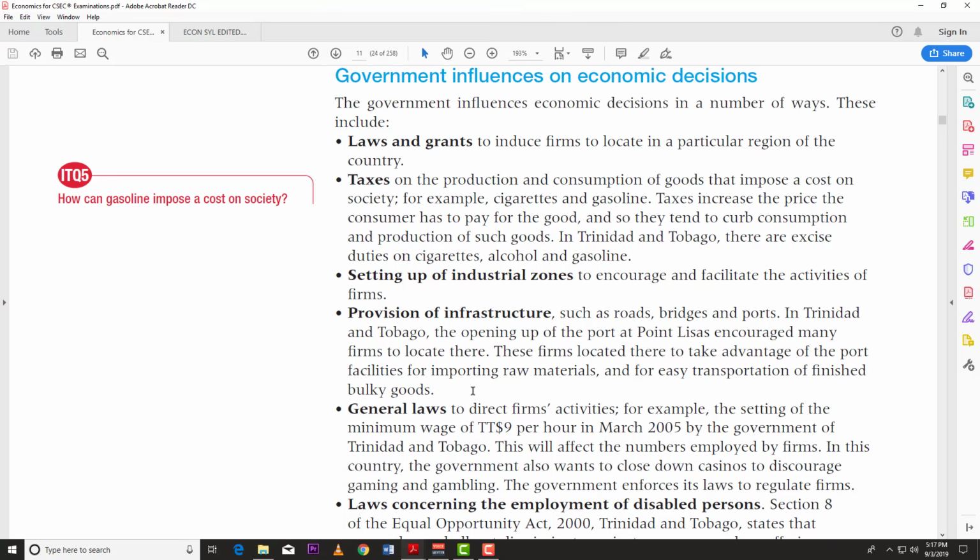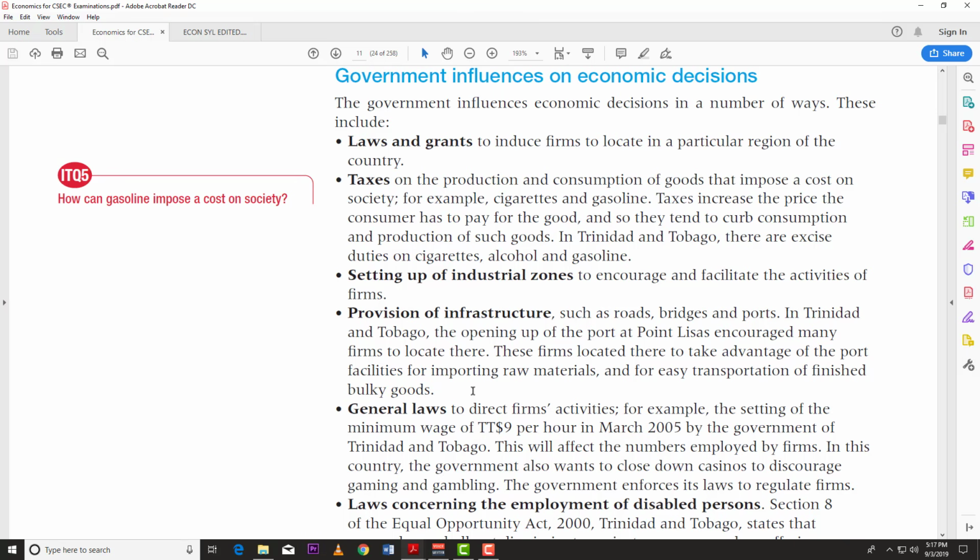First one, laws and grants. To induce firms to locate in a particular region of the country, you're going to put laws in place and you're going to give them grants. For example, you don't really want companies that are manufacturing things, with smoke and stuff like that, in a residential area. So of course you're going to have zoning laws and things like that. You cannot locate your business that is polluting the air in a residential area. So that's how the government can impact economic decisions.